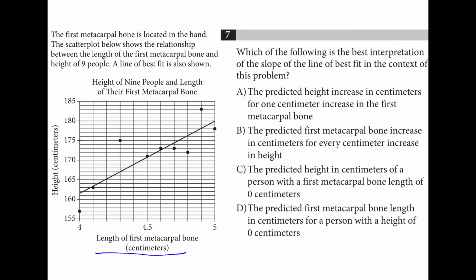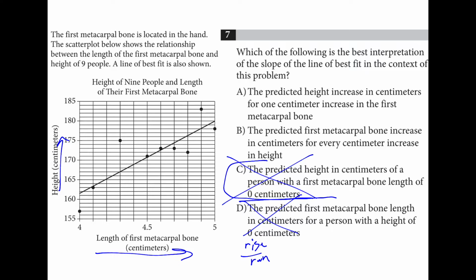So as the length of the first metacarpal bone increases, the height increases as well. So there's definitely a correlation there. So the slope of this line is going to tell you the average rise over run. So it's not going to tell us the predicted height for a specific value. That's no good.